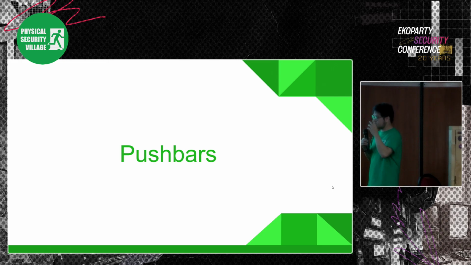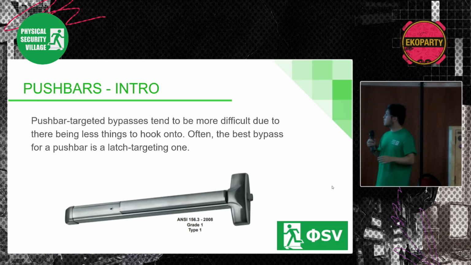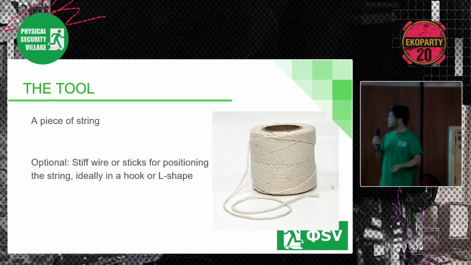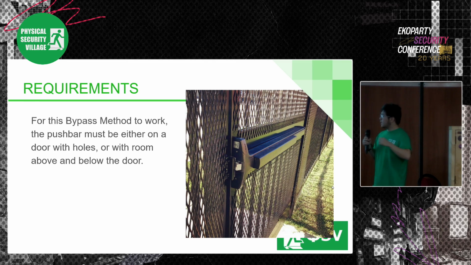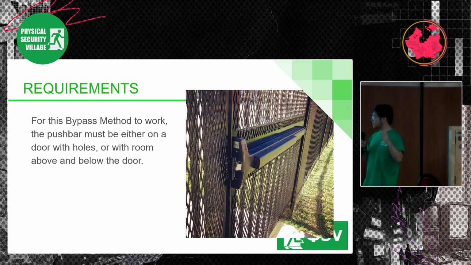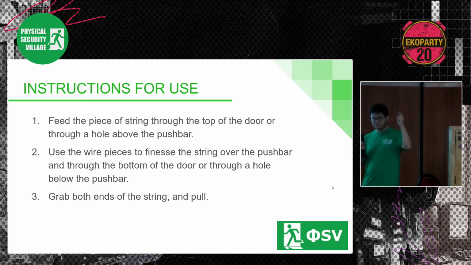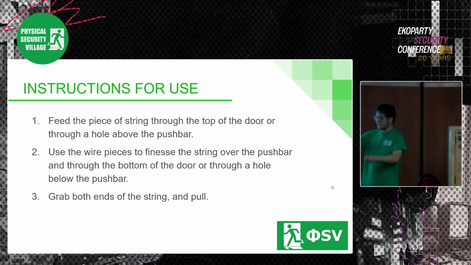And so now I'm going to talk about some push bars, which look like these. Push bars tend to be a little bit more difficult due to the fact that there's not as much to actually hook onto. So again, all you need is a piece of string. For this method to work, the push bar must be on either the walls beside it, or the actual door has to have a bunch of holes through it. And all you need to do is feed the string through above the push bar, and then grab it from below, and then pull it from both sides.